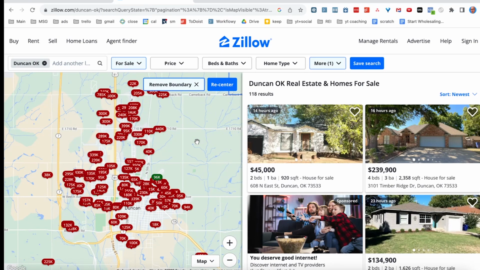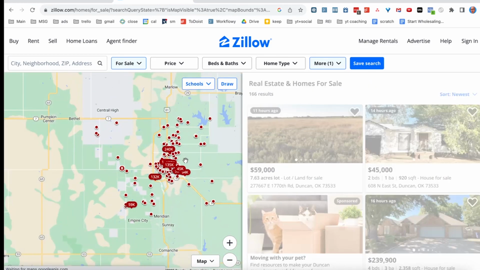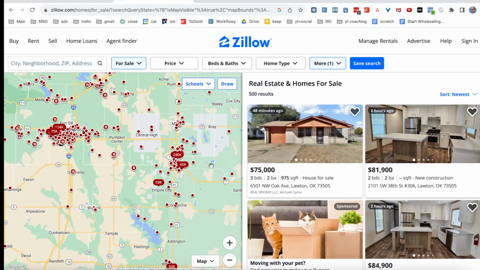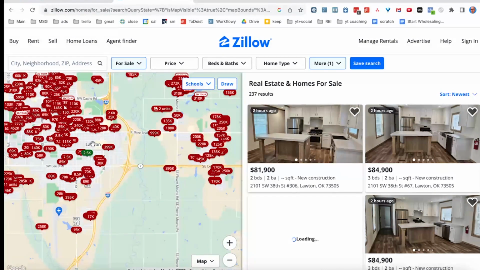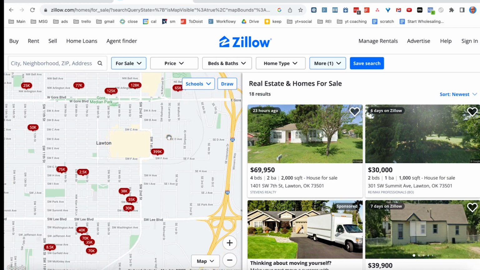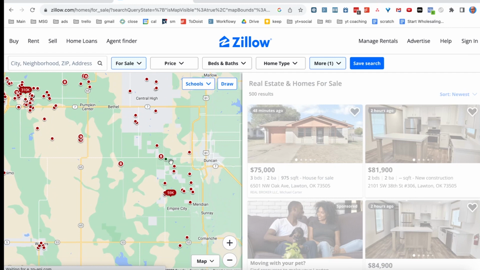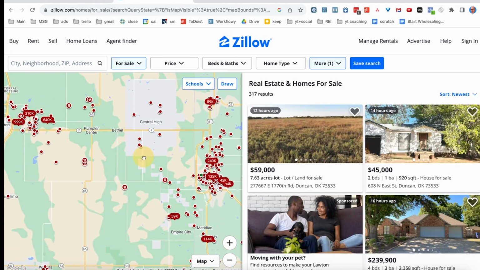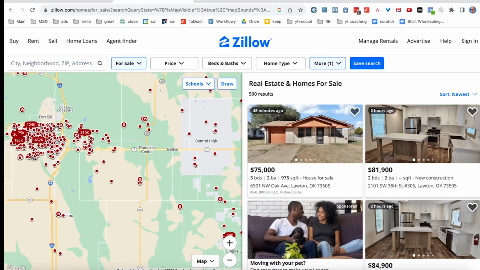So now, how do I determine if this is a good market or a bad market? One of the things I'm going to do is remove the boundary. I don't need that anymore because I'm just zooming in, and I'm going to zoom out, and I notice that there's a lot of activity here in Lawton, right? So if I go into Lawton, let me look here. This is in Oklahoma, so I just zoomed in to make sure that it's in the same state, because sometimes you have a situation like this where you don't really realize that there's a state boundary here, which means that this is a completely different state. But it's the same state.